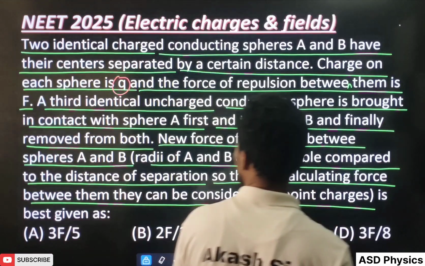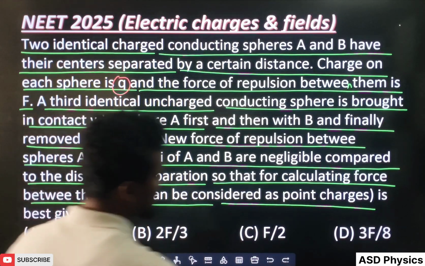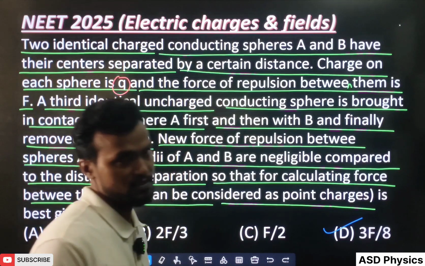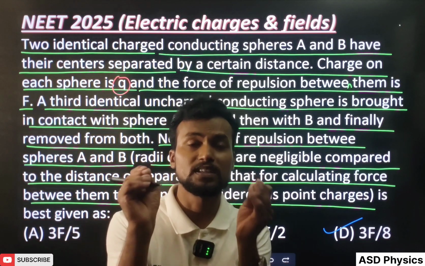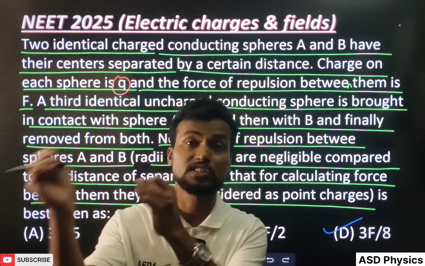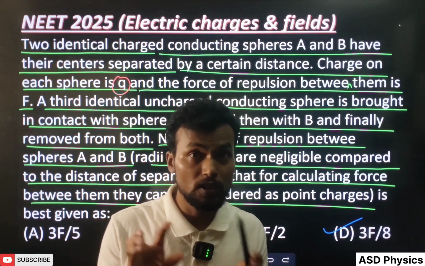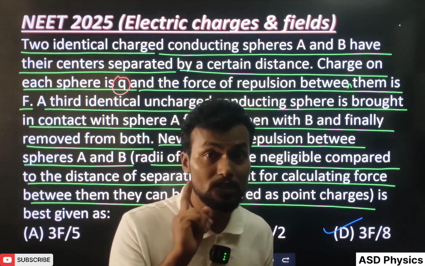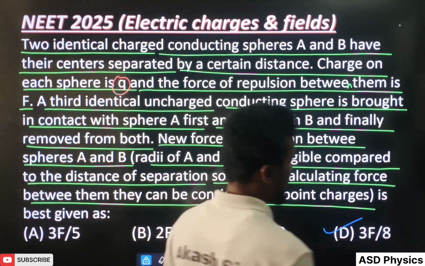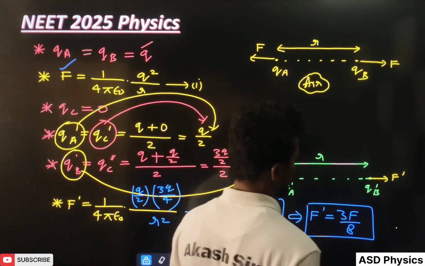So which option is correct here? The correct option is 3F by 8. Option D is the correct answer. And remember that whenever two spherical bodies or point charges having charge q1 and q2 come in contact, then the final charge on both of them will be equal, and that is q1 plus q2 by 2. Applicable for spherical and point charge bodies.